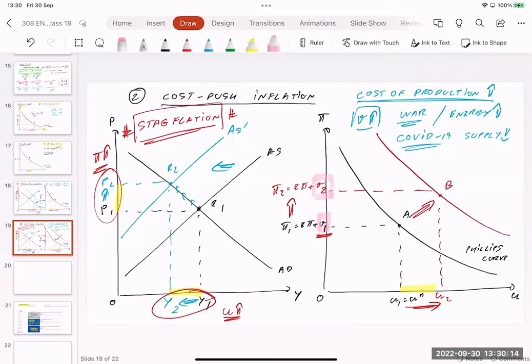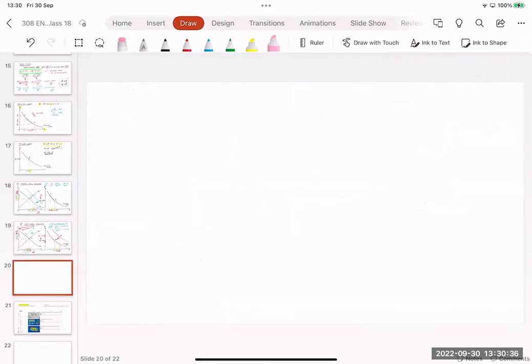Inflation is increasing because we have a supply shock, and that is represented by V. So this is how it looks for the second type of inflation, cost-push inflation. Everything becomes more expensive because of the cost of production. That's it. Then go to the last one. Finally, we're done with this chapter.